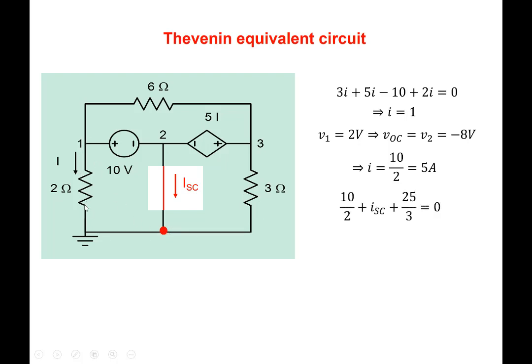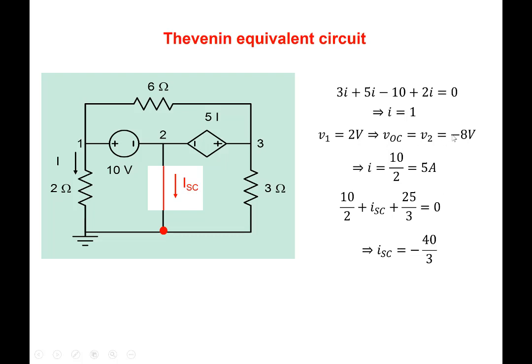So entering from here is 10 by 2. From this side is ISC, and from here is the current that is entering from here. Note that we need the voltage at this particular node, and because this is 0, the voltage at this particular node is 5 times I, and that's why we had calculated I, which is 5 amperes here. So the voltage at this particular node becomes 25 volt. So that's why the current coming from here is 25 by 3. So we solve this and we get ISC, the short circuit current, is minus 40 by 3.